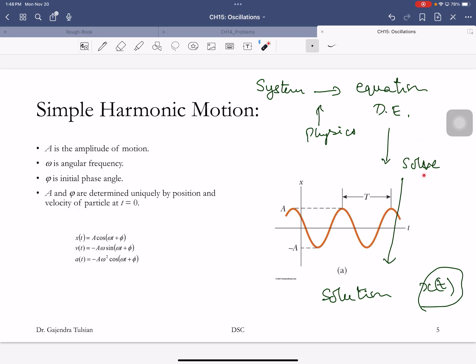Then you solve the equation, and you get a solution. The solutions are how the system will behave under various conditions. Okay. What are the various conditions? The various conditions are under various initial conditions, A and phi in this case. Okay? All right, any questions on that?